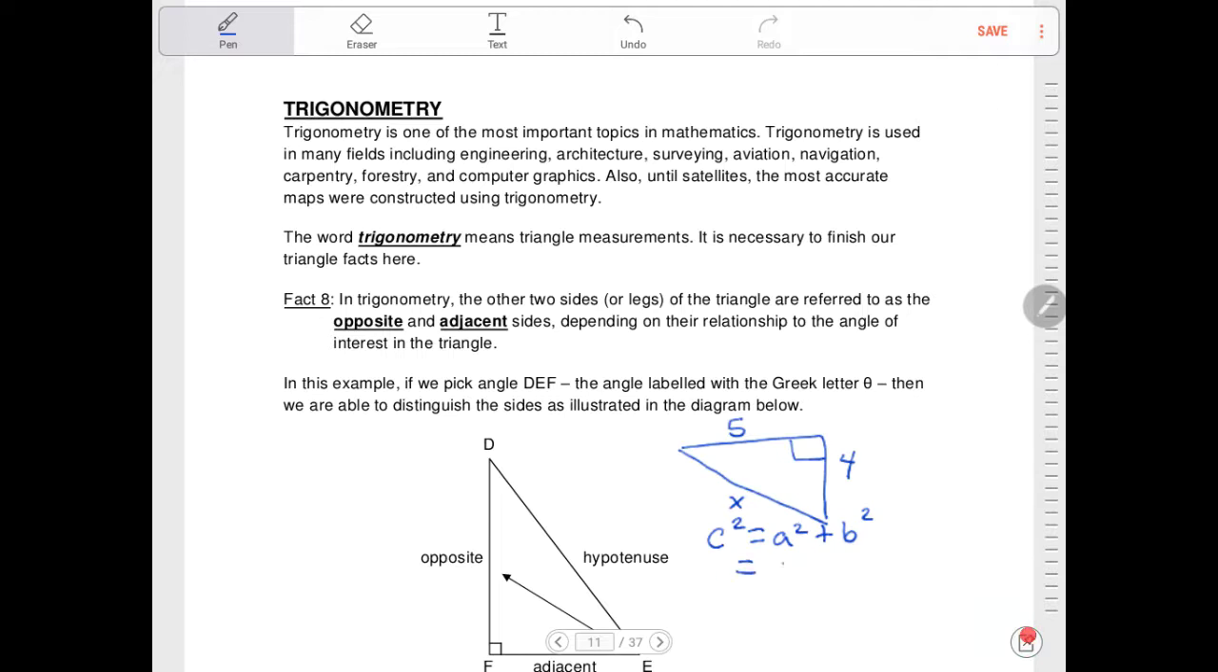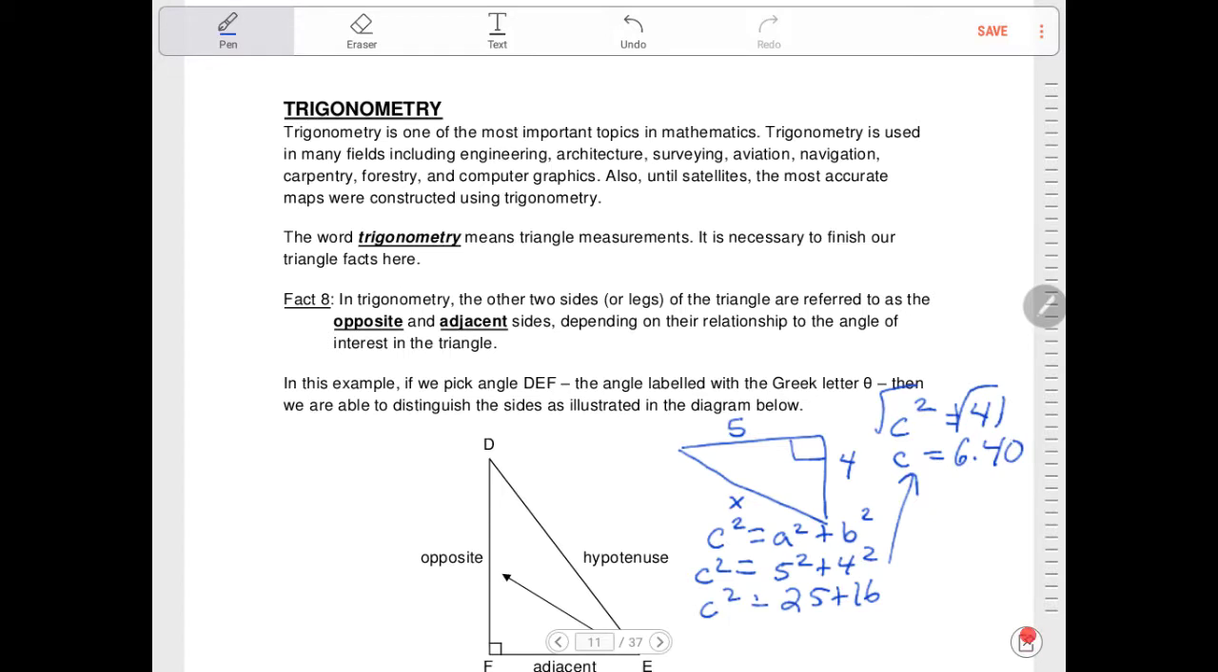As a quick summary, 5 squared plus 4 squared. C squared equals 25 plus 16. Pardon me, I'm out of room. I'll go up here. C squared equals, what is that, 41. And you're going to have to square root both sides. And that's going to give you, I will just use my calculator here, about 6.4.